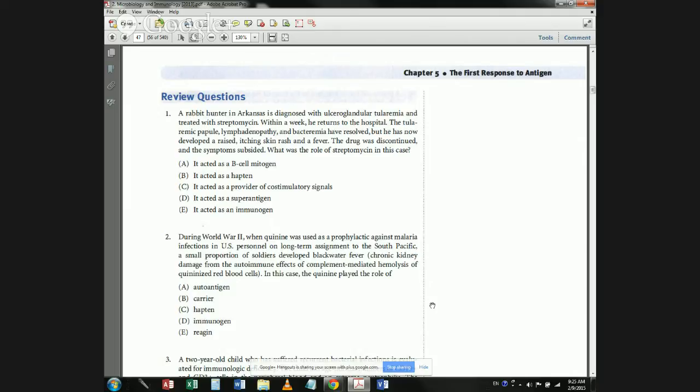B cell mitogen. I don't know what that is. Provider of co-stimulatory signals. I don't know. I think I'd go with B, hapten.